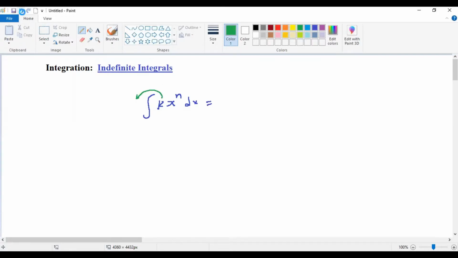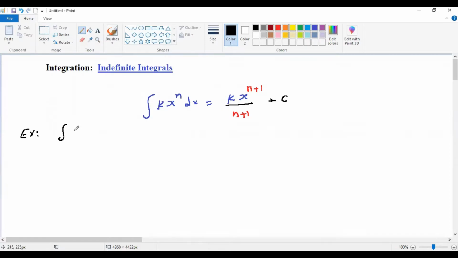Okay, so the integral of k x to the power n is k x to the power n plus 1, over n plus 1, plus the constant of integration.